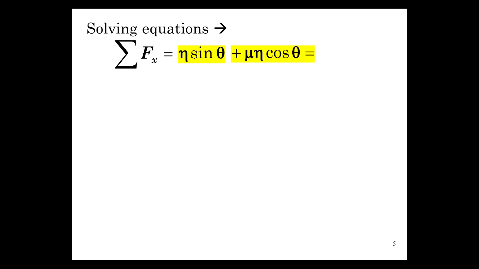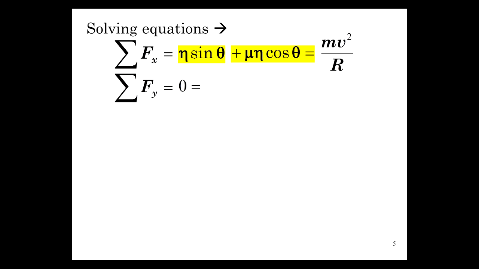Let's solve the equations. Sum of the forces in the x, as I just mentioned, has both n sine of theta and mu n cosine of theta. So n sine of theta is the part from the normal force. Mu n cosine of theta is that additional little part from the friction force. And that is the centripetal force, mv squared over r.